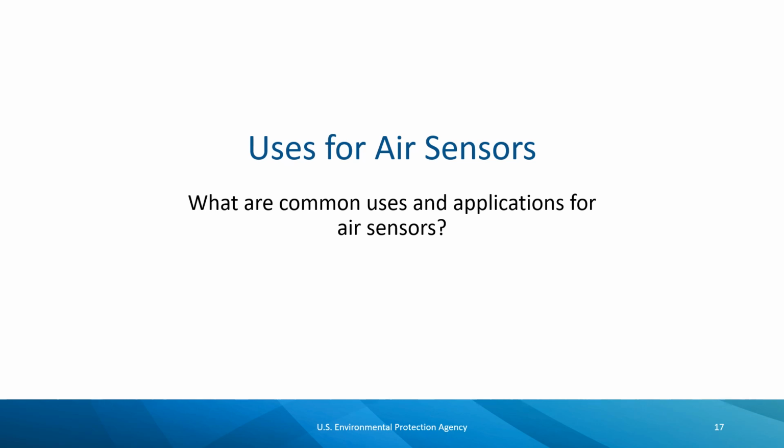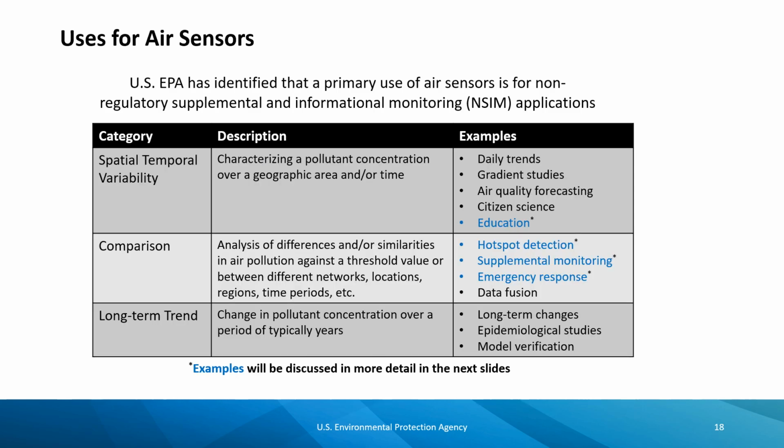The next topic focuses on common uses and applications for air sensors. There are a number of uses for air sensors. As mentioned earlier, air sensors are often used for non-regulatory, supplemental, and informational monitoring applications. As shown in the table, we have broken these applications into 3 categories and provided examples for each. The first category is spatial temporal variability, which involves characterizing a pollutant concentration over a geographic area and/or time.